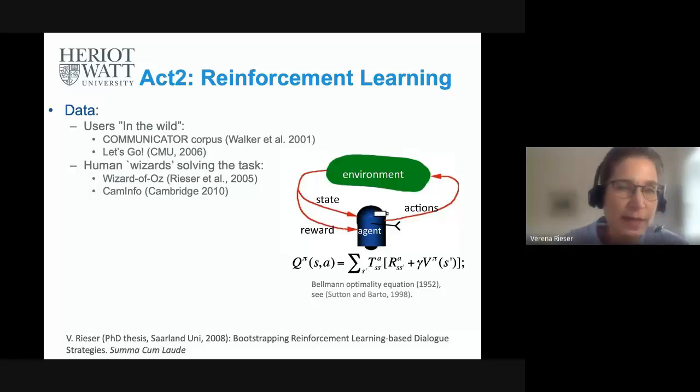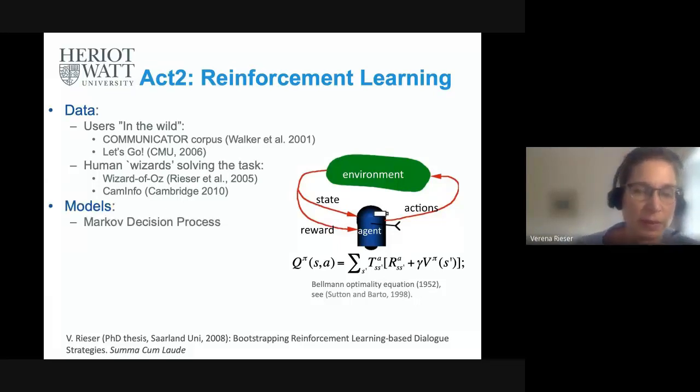And then the other type of data was that we actually looked into what the wizard did. So here we put a human in the place of a system in order to see what sort of strategy, what sort of policy a human would deploy in place of a system. And here we often took that as a sort of initial policy to initiate our reinforcement learning agent. So the models used were Markov decision processes, sometimes also partially observable Markov decision processes. These were mainly used to account for the uncertainty you get from speech recognition.